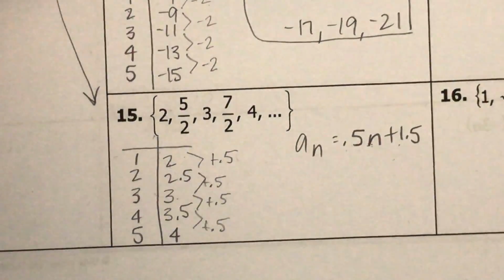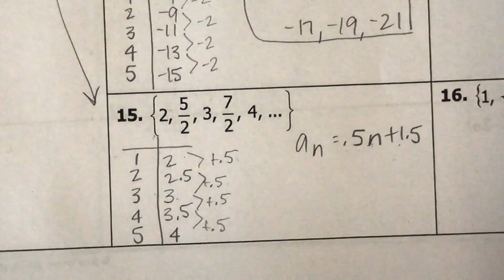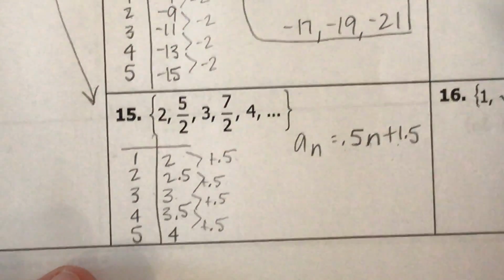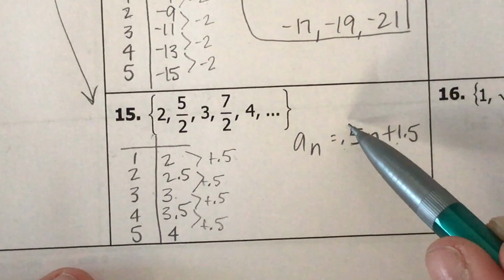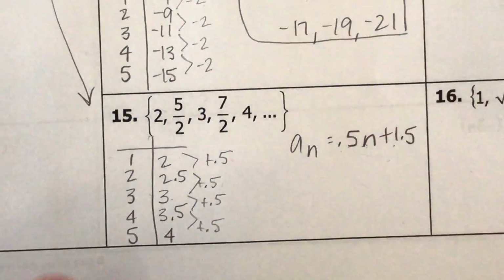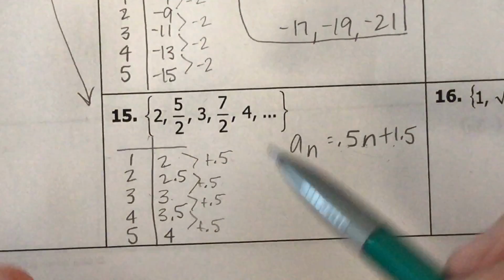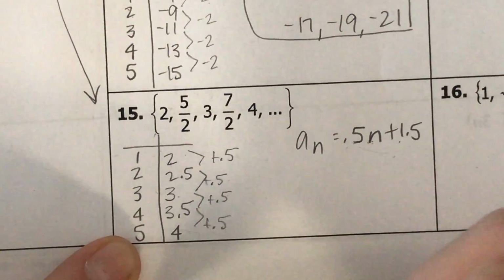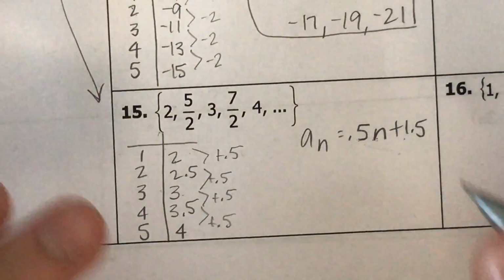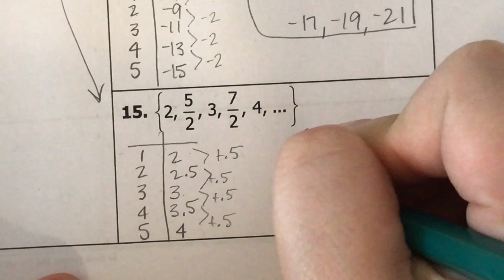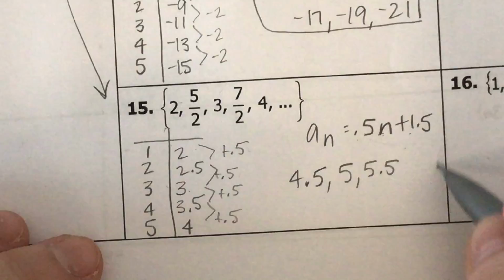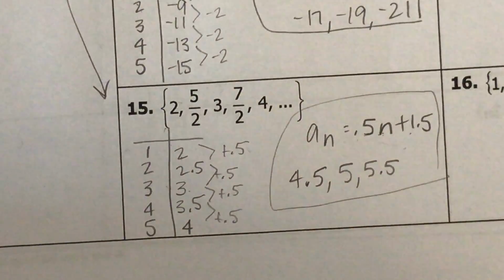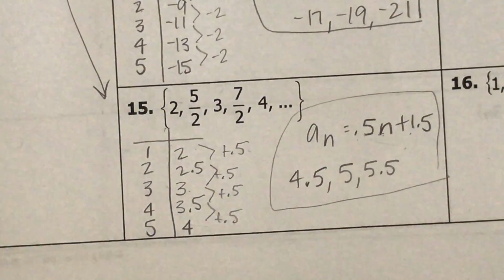So it works. Okay, there's an easier way to write this too if you don't want to deal with decimals, but don't worry about it. We'll just use decimals. It's fine. So I need the next ones. I know they're going up by 0.5, right? So I know my next 3 terms are going to be 4.5, 5, and 5.5 because they're going up by 0.5 each time.